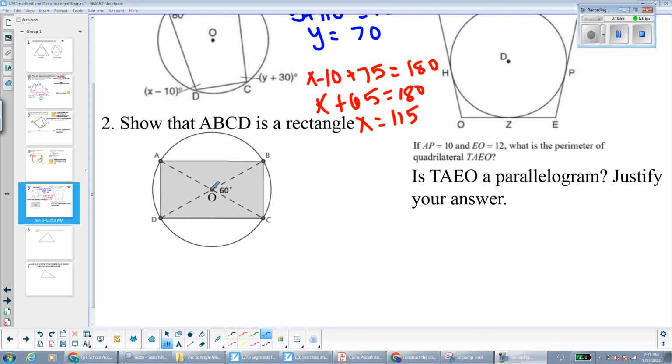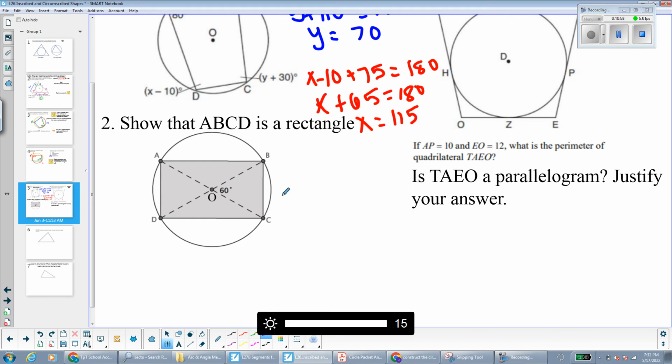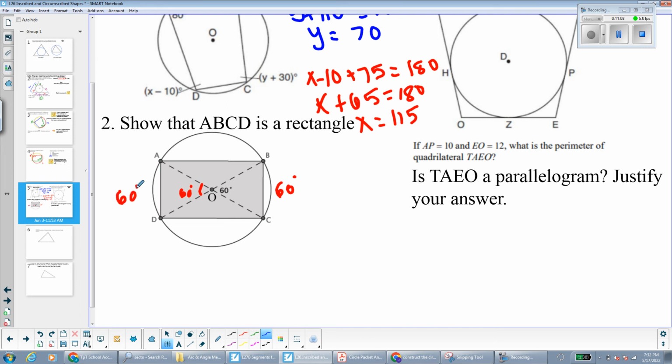Okay, so we know that O is the center. So I know that this arc is going to be 60 degrees because central angles are congruent to their intercepted arcs. These are vertical angles. So once again, 60 and 60. Now, I know that these are congruent arcs, and I know that parallel chords intercept congruent arcs. So that tells me that AB and DC are parallel to each other.